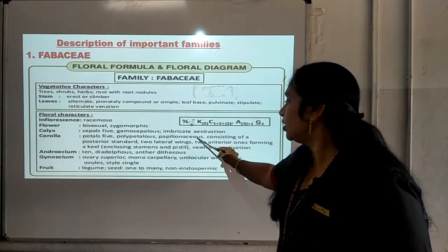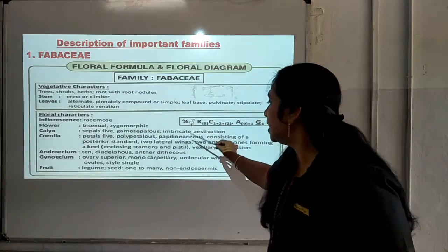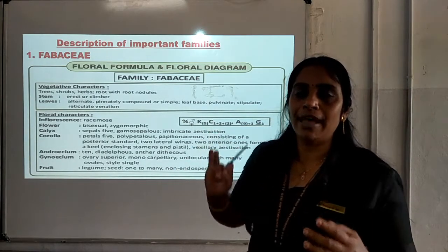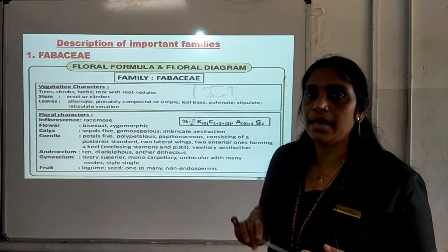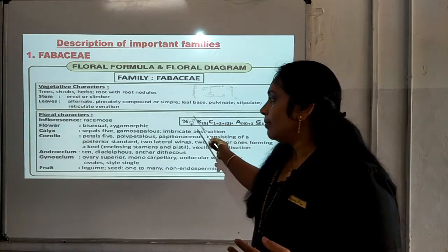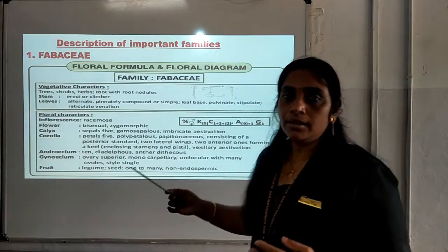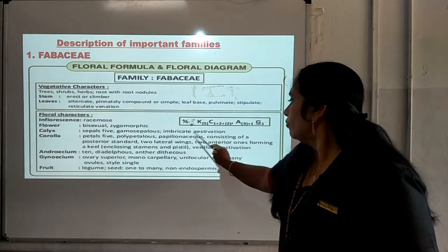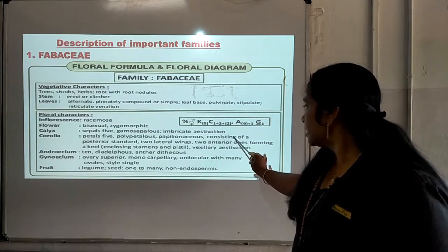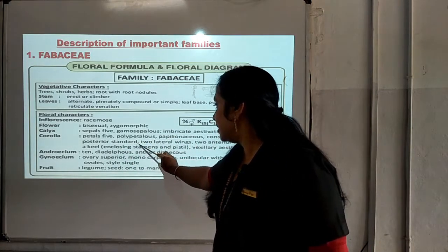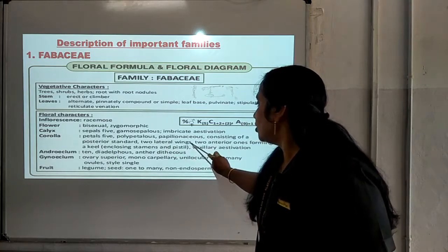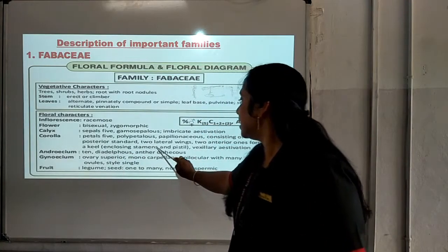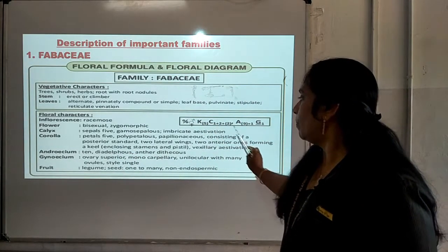Papilionaceous means it is a peculiarity of the Fabaceae family, or we can say the Papilionaceae family. The peculiarity of that family is that its corolla is somewhat different. That's why it is called papilionaceous, consisting of a posterior standard, 2 lateral wings, and 2 anterior ones forming a keel, enclosing the stamens and pistils. So, that is related to Papilionaceae.